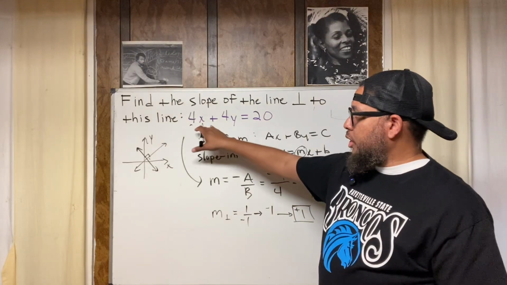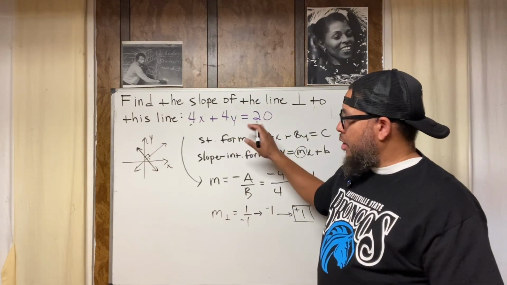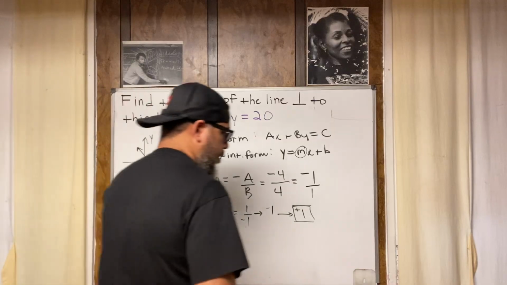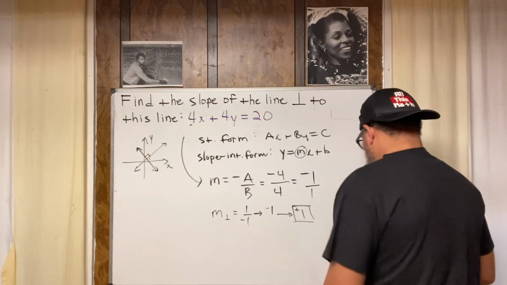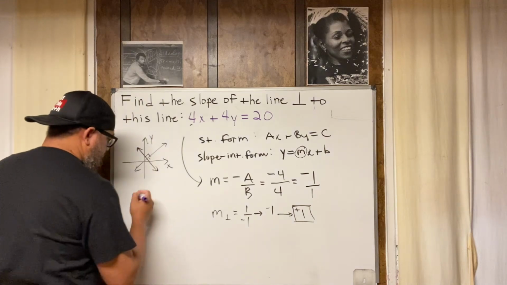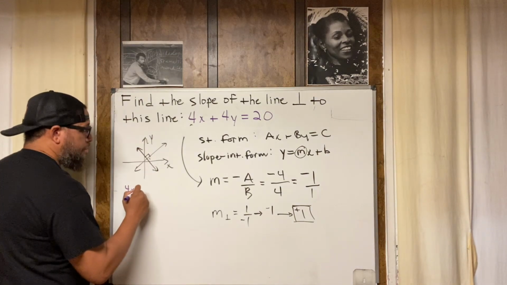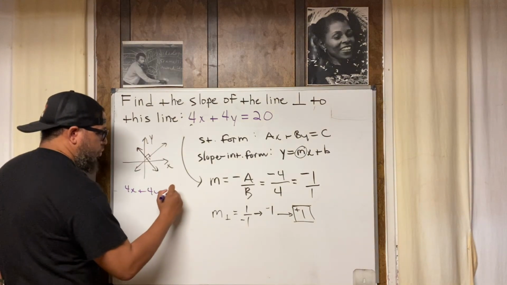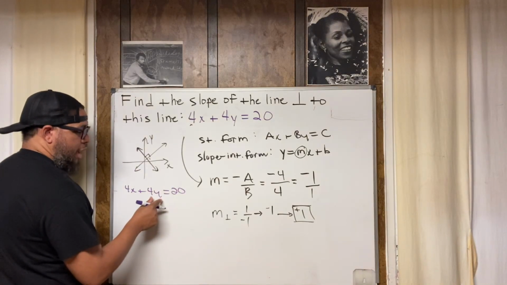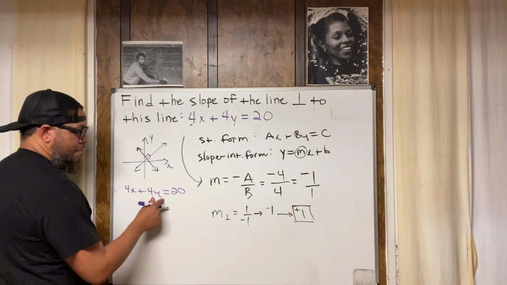All right. So what we're gonna do is solve for y. I'm gonna rewrite this equation. As a matter of fact, let me use a different color. So let's do 4x plus 4y is equal to 20. Now I want to solve for y. So that means I want to isolate the y on the left side of the equation all by itself.